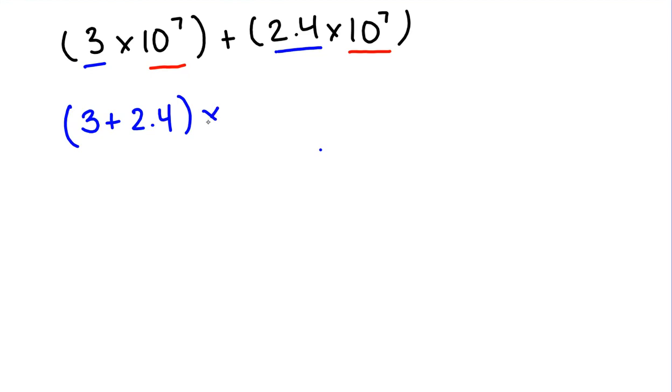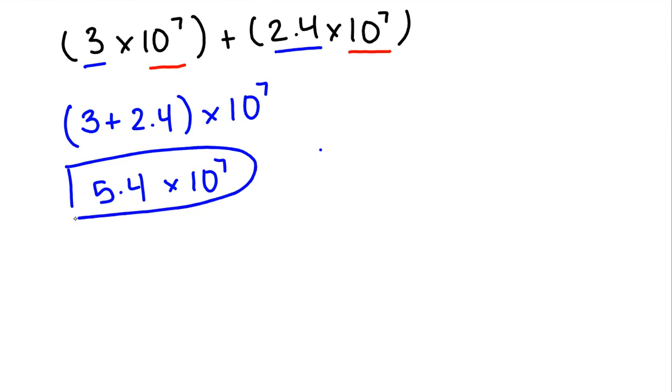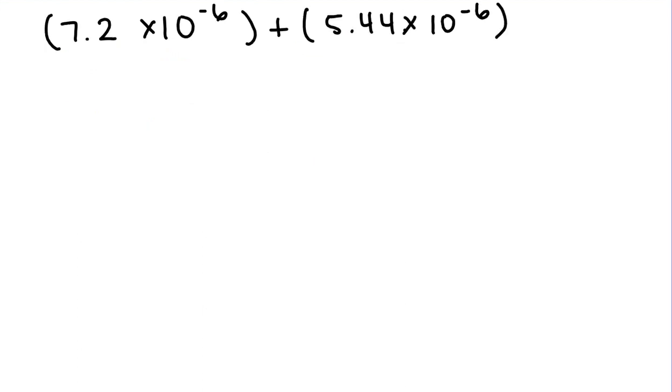And of course, in distributive property, you know that we multiply, and we're going to multiply by this power of 10, 10 to the power of 7. Okay, all we need to do now is add what's in our parentheses, and we're going to get 5.4 times 10 to the power of 7. And because this is at least 1 and less than 10, this is already in scientific notation.